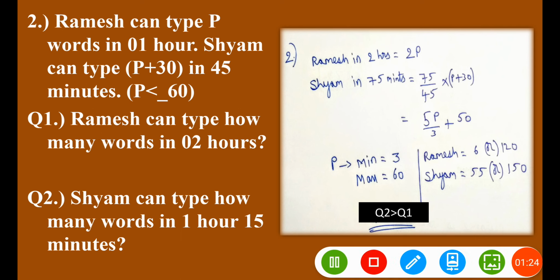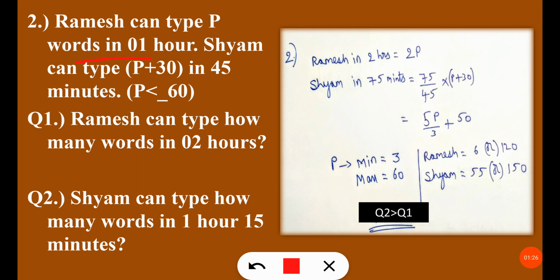Ramesh can type P words in 1 hour. Shyam can type P plus 30 words in 45 minutes. And P is less than or equal to 60. In Q1, Ramesh can type how many words in 2 hours. In Q2, Shyam can type how many words in 1 hour 15 minutes.